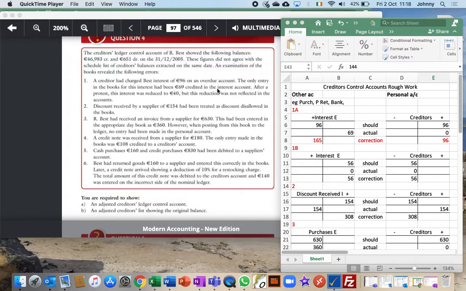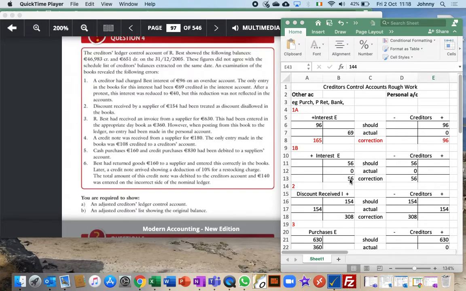So next one. The second part of this first one, after protest, the interest was reduced to 40, so the 59 that you mentioned earlier on. So we're going to bring the interest down to 40. So we're taking 56 away from it. To take 56 away from the interest, we'll have a minus in the interest and a minus in creditors. None of that was done, so the correction is 56 in here and 56 in there.